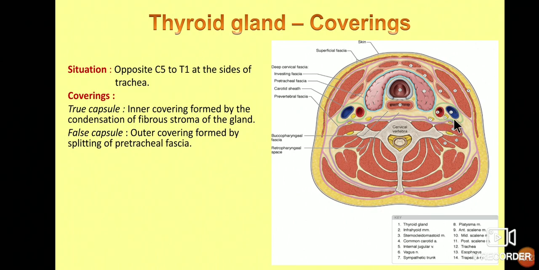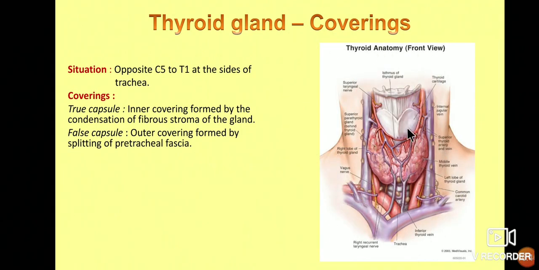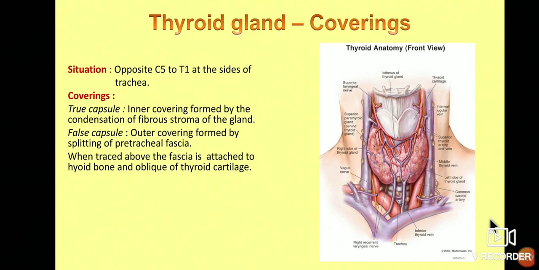The carotid sheath, which is again a modification of the deep fascia, is derived from the pretracheal layer as well as the prevertebral layer of deep cervical fascia. The pretracheal fascia splits to enclose the gland, and if you trace it above, it is attached to the oblique line of the thyroid cartilage and further above to the hyoid bone. If you trace the pretracheal fascia below, after enclosing the gland, it fuses again and gets attached to the fibrous pericardium.